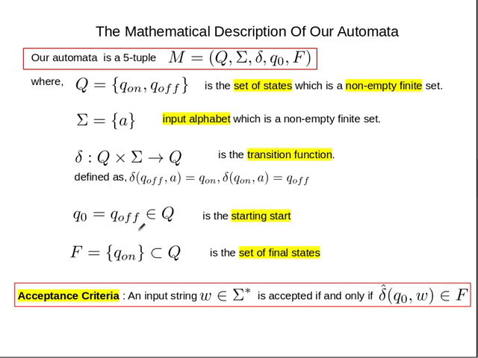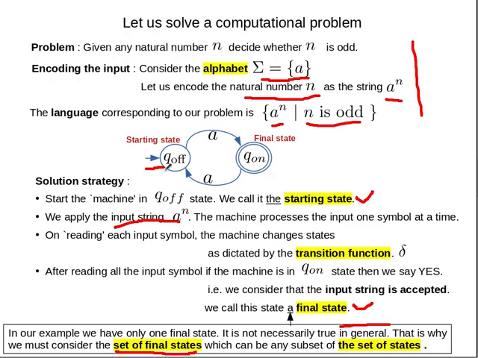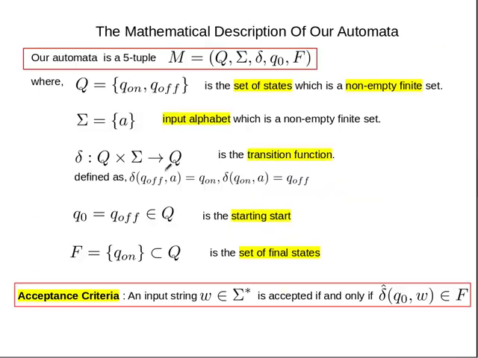Yeah, so here the starting state is Q0, right, and we have defined a final state, but we said that we should consider the set of final states, which in this case is just a singleton set consisting of this state. So we consider the set of final states. Okay, it's a set.